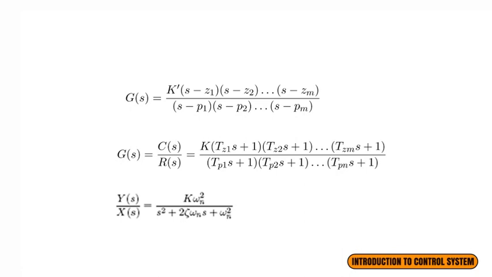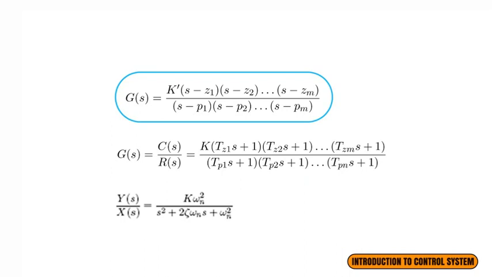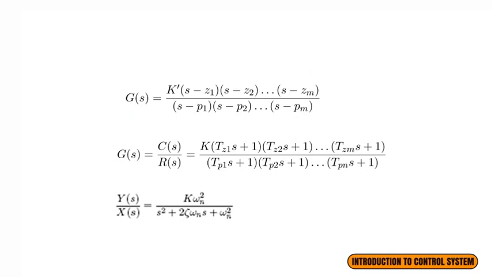But it can be represented in two ways. One is called the pole zero form, another one is called the time constant form. In the first form, the transfer function will be represented by G of s equal to K dash multiplied by (s plus z1)(s plus z2) etc. (s plus zm), where z1, z2, etc. zm are called the zeros of the system. Similarly, the denominator (s plus p1)(s plus p2) etc. (s plus pn), where p1, p2, etc. pn are called the poles of the system. This type of representing the system, after doing partial fraction and factorizing, is called the pole zero form.